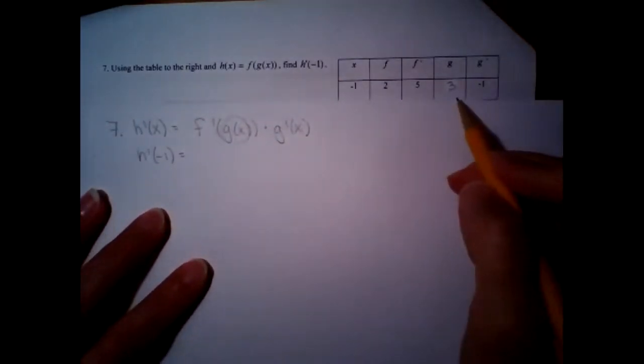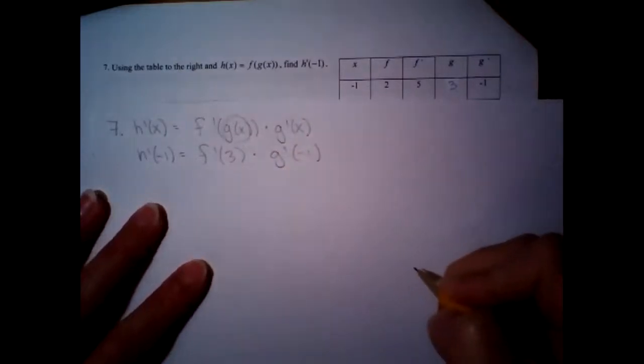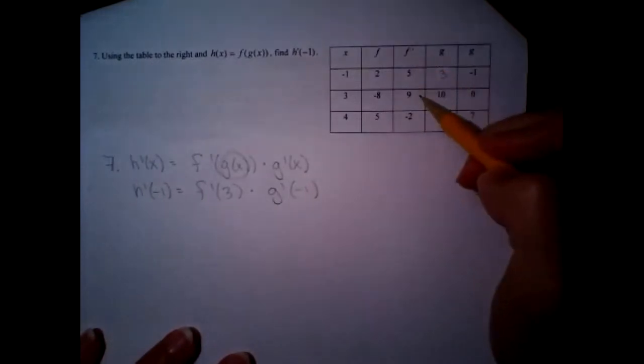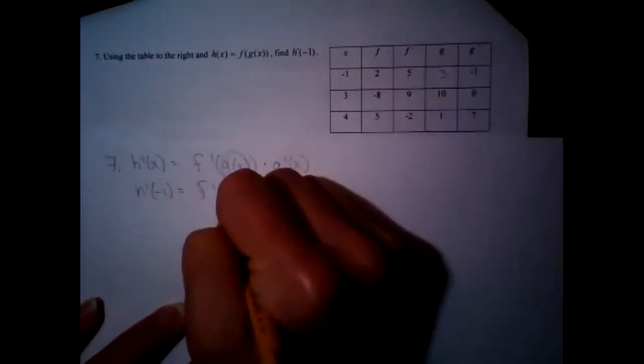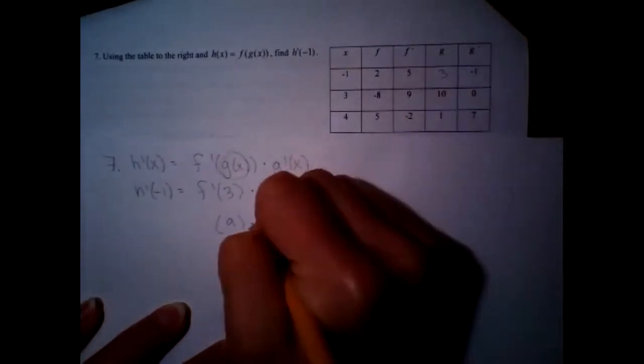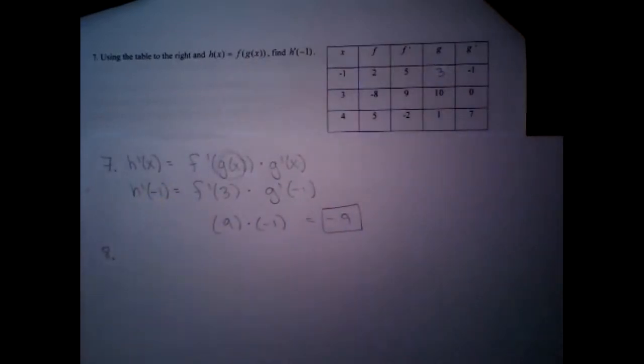And we're going to evaluate this at -1. So starting with the inside here, we have to find g of -1, which is 3. So this will be f prime of 3 and then g prime of -1. So f prime of 3 is 9. So this one's 9, and then g prime of -1 is -1. And so that gives you -9 for your final answer. Those aren't bad, you just have to be able to evaluate the table.